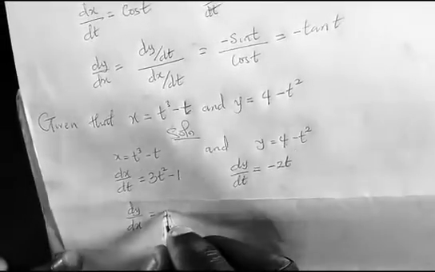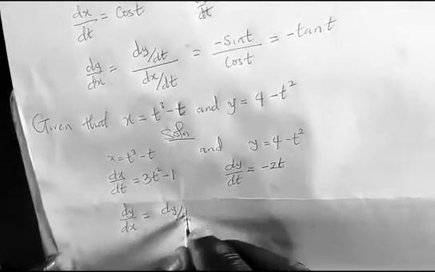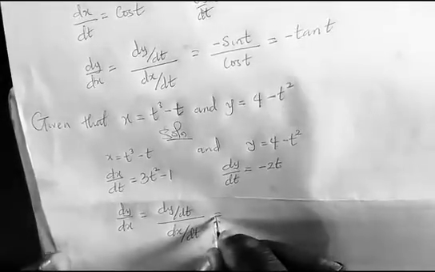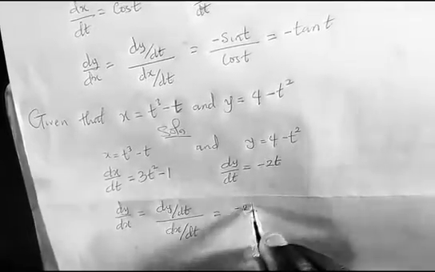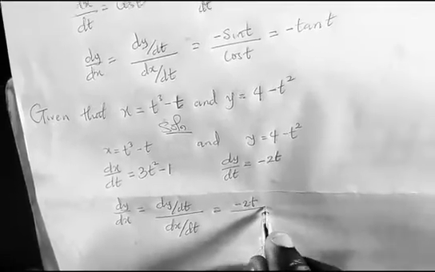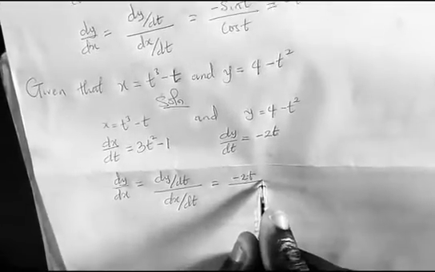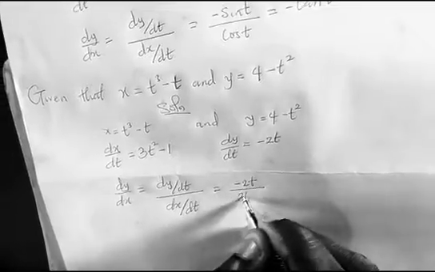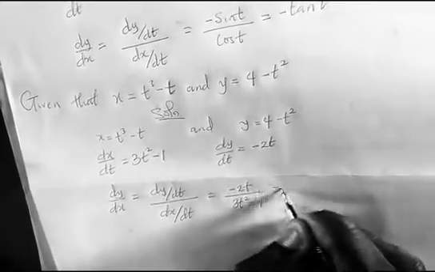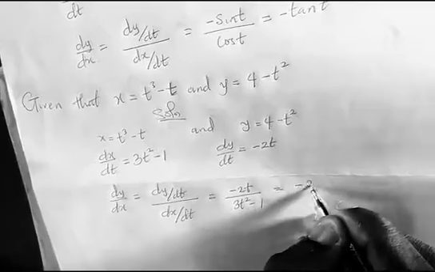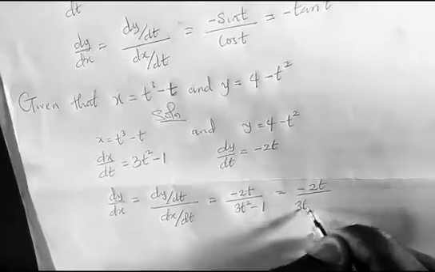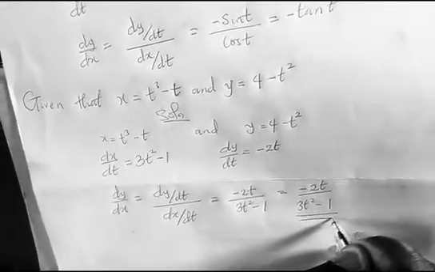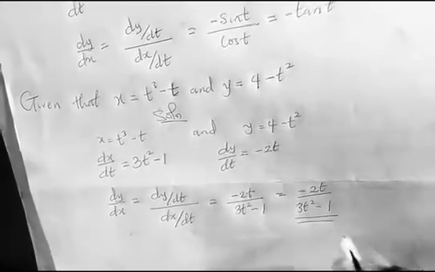So to get our dy/dx, that will be dy/dt all over dx/dt. And that will now be what? Your dy/dt is minus 2t over your dx/dt, which is 3t squared minus 1. And that will now give us minus 2t all over 3t squared minus 1. So this will be our final answer. I'm sure we all understand.